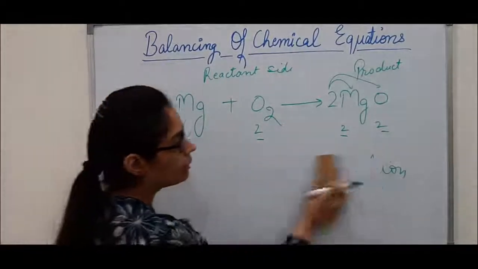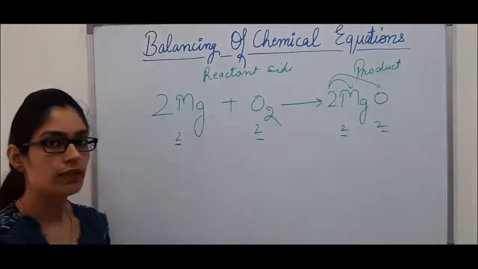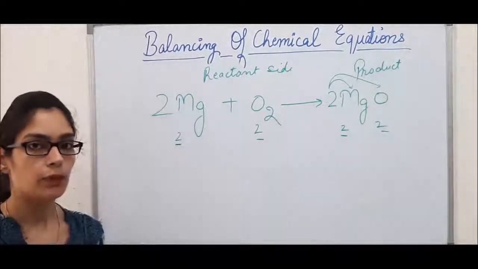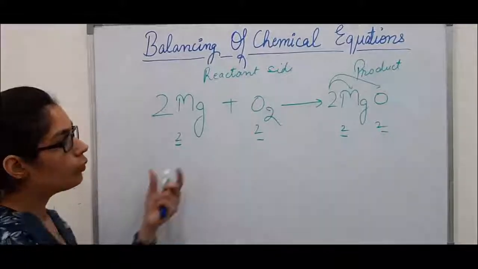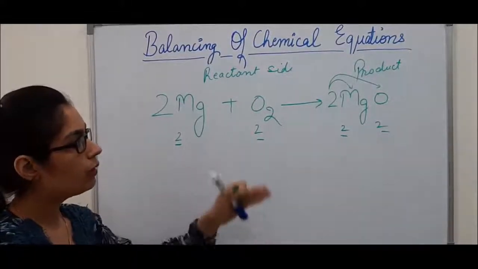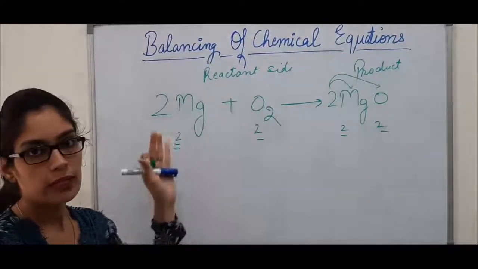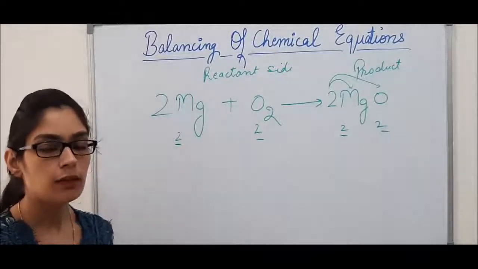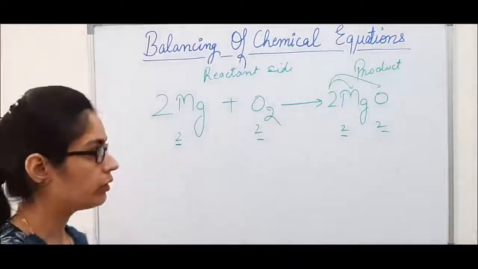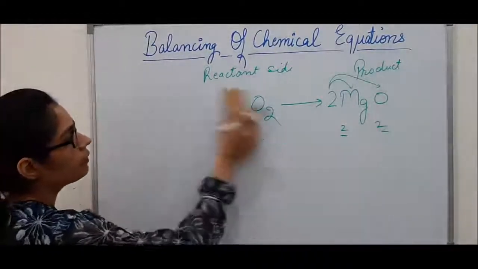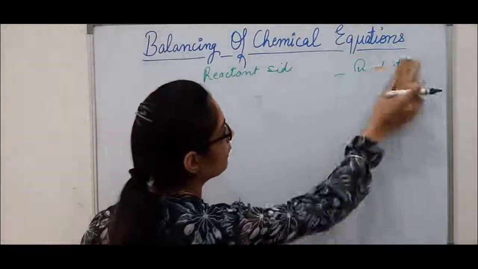Now let's try to understand what is the need to balance the chemical equation. Why do I not leave the equation in the skeletal form? Skeletal means unbalanced chemical equation. So let's try to understand the need of balancing the chemical equations.